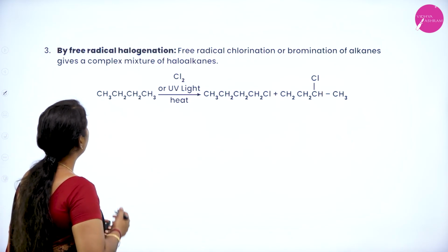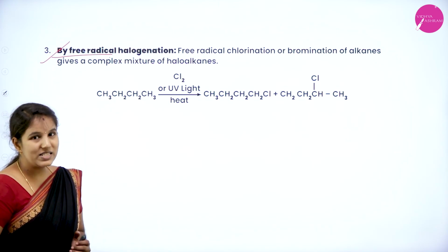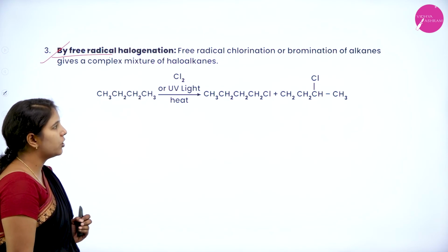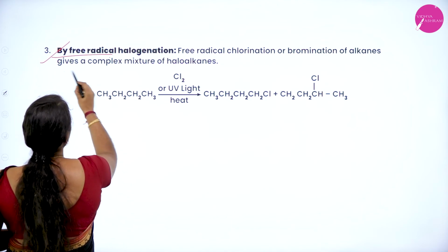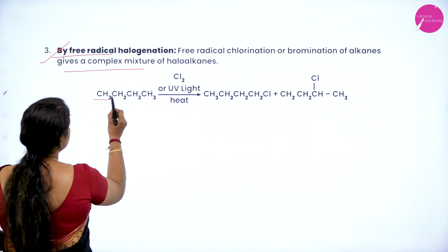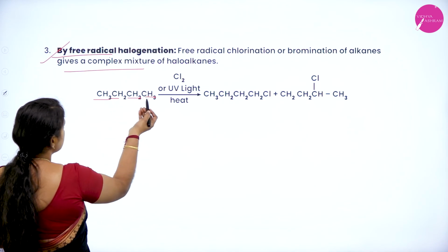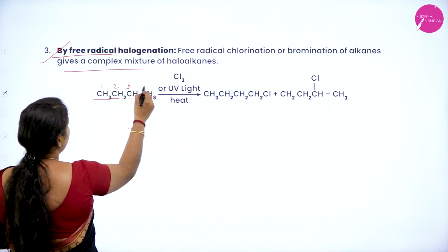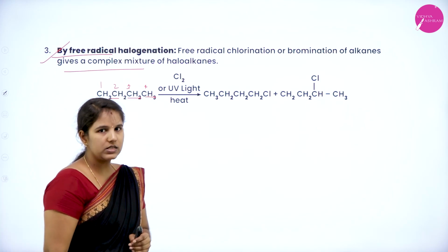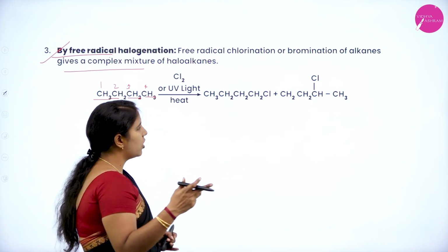Next we have Friedel-Crafts halogenation. All these reactions we already studied in our first PUC, right? The free radical chlorination or bromination of alkanes gives a complex mixture of haloalkanes. So here I have CH3, CH2, CH2 and CH3. It is butane because it consists of 4 carbon atoms, right? If you take the butane and pass UV light and heat it, we get a mixture of 2 compounds.